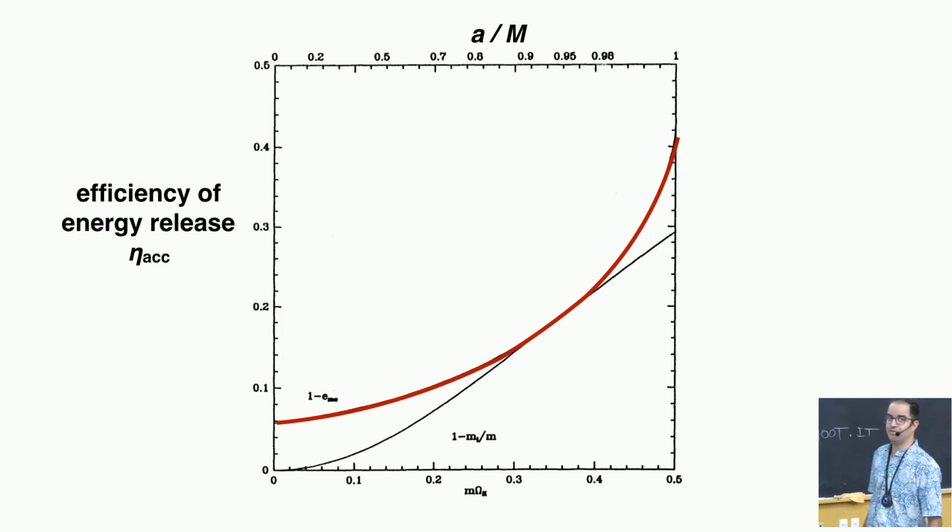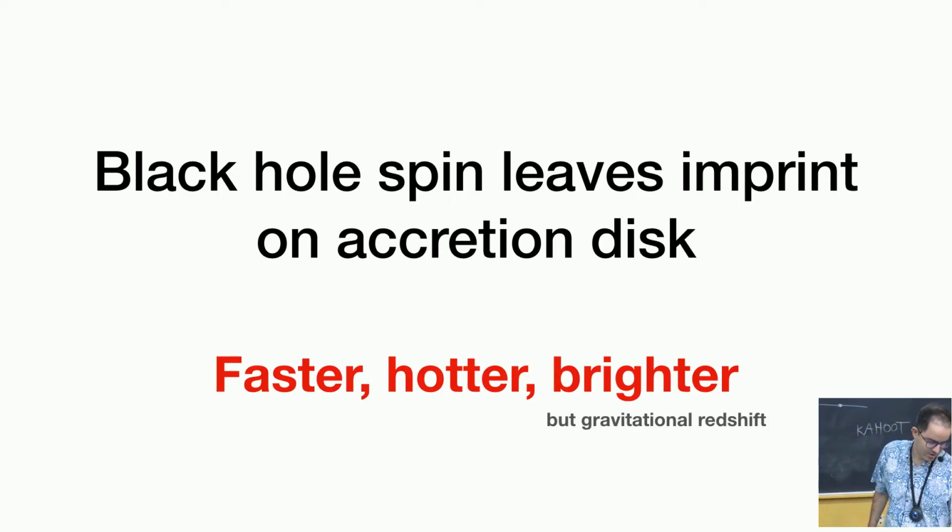Curve of the dependency of the efficiency of release of energy by an accretion disk as a function of the spin on the upper axis. Okay. So you can see it going from 6% continuously up to 40%. So black hole spin, in conclusion, the first conclusion is the release of energy by accretion disks is one of the most efficient engines of energy extraction in the universe. Okay, number one. And number two, black hole spin leaves a considerable imprint on the accretion disk.